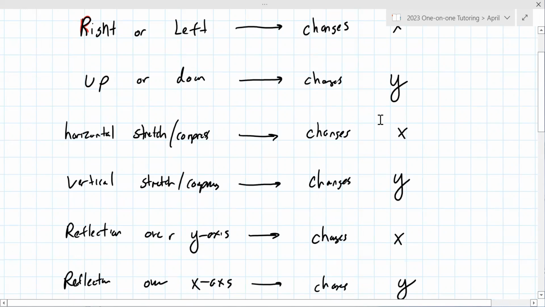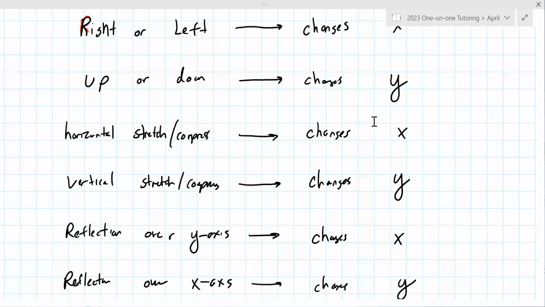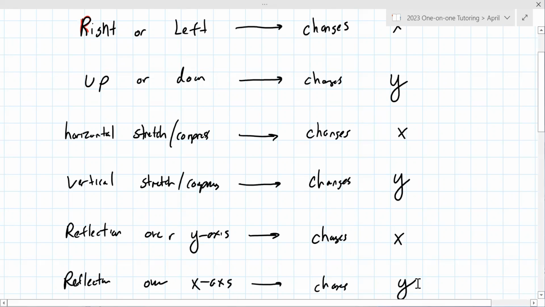All right, so I'm going to ask you some questions and you have to get 3 right in a row for us to move on. A reflection over the x-axis, does that affect x or y? X. That one changes y, so that's incorrect. We still have to get 3 correct.